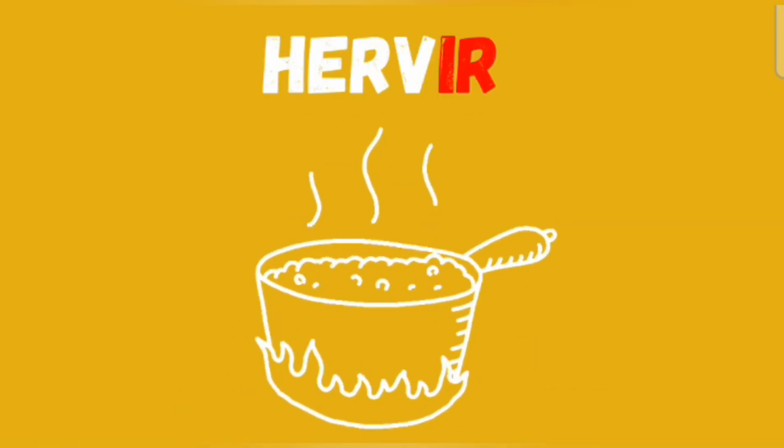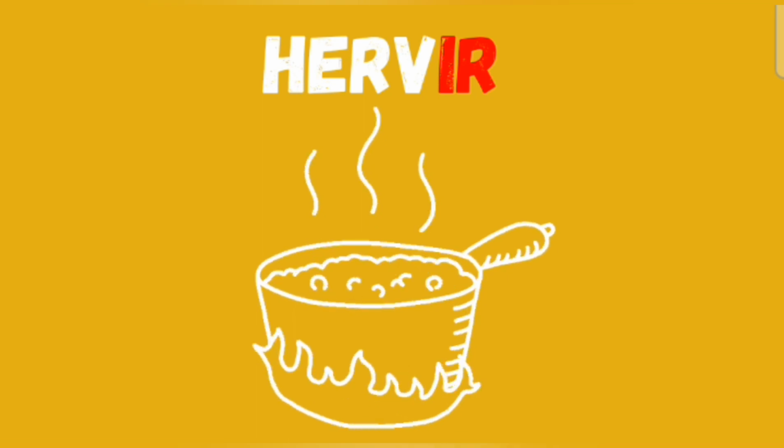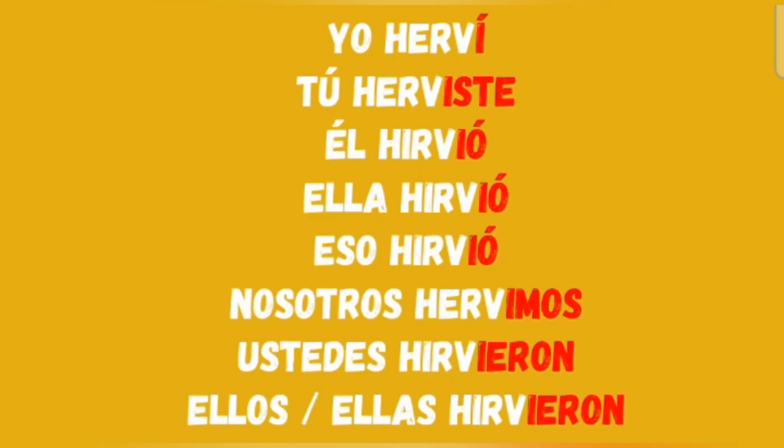Now let's go to this verb, to boil. Okay? To boil means in Spanish hervir. Hervir. Now let's see how you have to conjugate this in the indefinite past. Okay? So if you want to say I boiled, then you have to say yo herví.